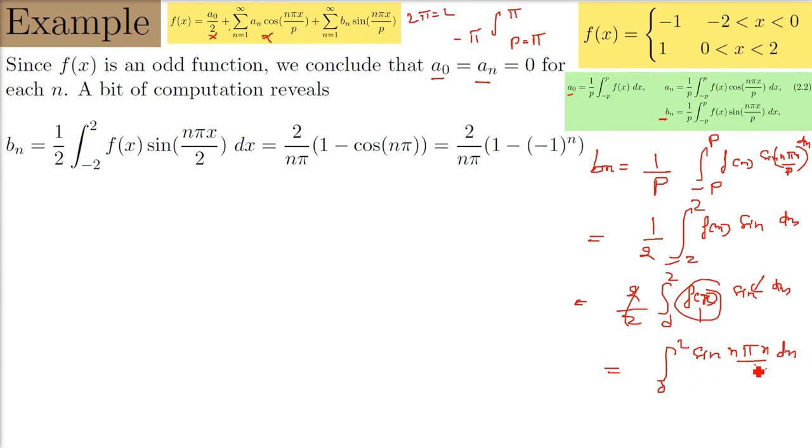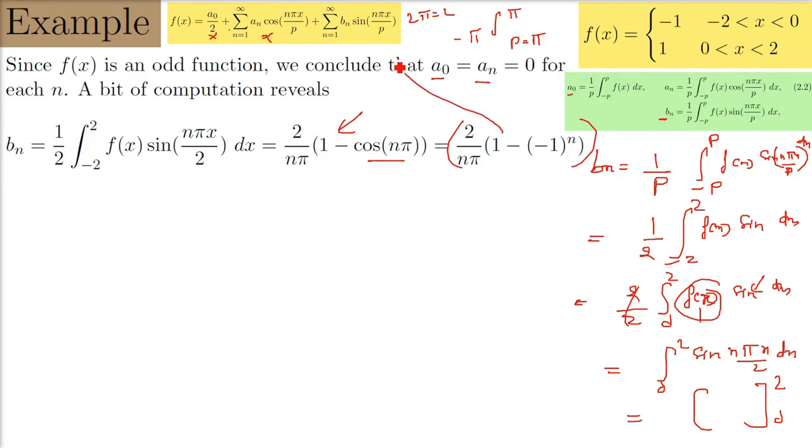Sine integration you can do. I hope you know that a cos term will come, with n pi x inside, and then you apply the limits 0 and 2. So the final result, which I have written here, is 2 by n pi times (1 minus cos n pi). But I told you cos n pi is negative 1 to the power n. This whole term is bn.